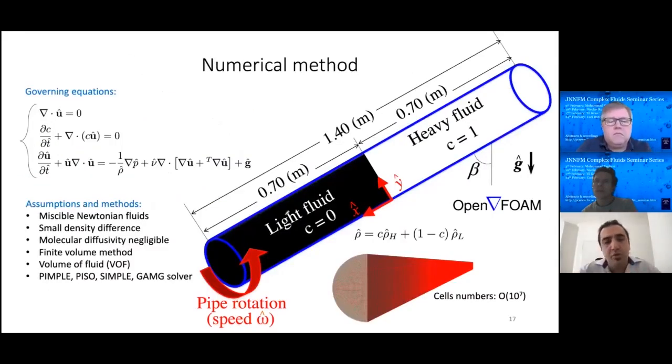As a complementary approach to our experimental approach, we run numerical simulations using OpenFOAM. In this case, we solve the governing equations, including the continuity, the concentration diffusion equation, and the momentum equations. We have some assumptions, for example, miscible Newtonian fluids, small density difference, and small molecular diffusion, and we use the finite volume method in combination with VOF and a range of established solvers to solve for the flow. In terms of the mesh, we use a moderate cell number of 10 million.